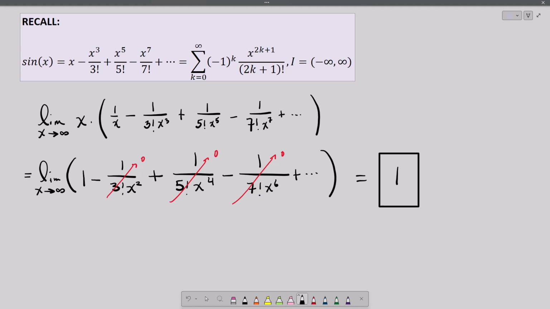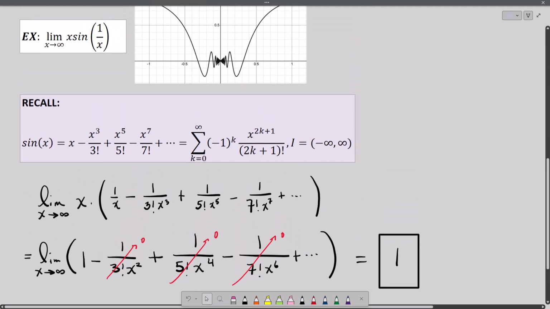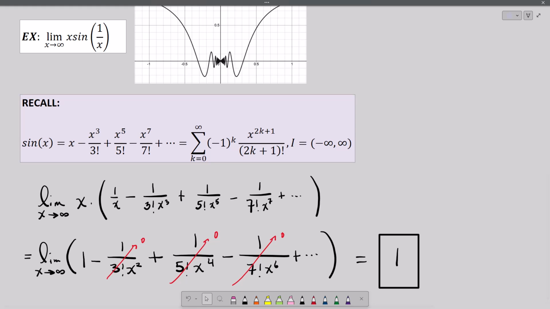So do you have to do that when you're finding limits? Of course not. You don't have to, but it's kind of a cooler way than using L'Hopital's rule. Use a power series. Take the scenic route.